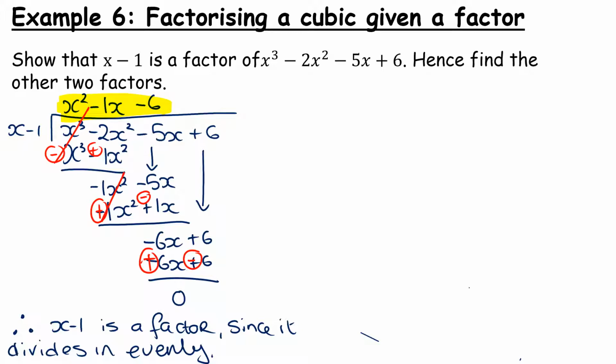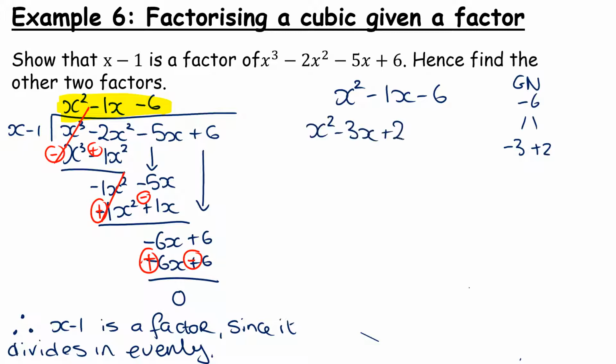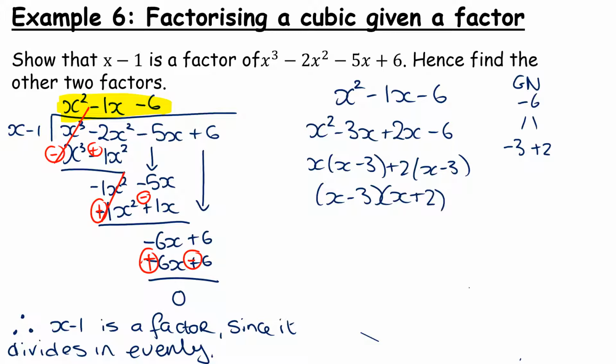So this is our answer here. x minus 1 goes in x squared minus x minus 6 times. So to do the next part, hence find the other factors, we're going to take what we had, x squared minus x minus 6, and we're going to solve it using the guide number method. So we're going to have minus 3 and a plus 2. So x squared minus 3x plus 2x minus 6. So x is common, x minus 3; plus 2 is common, x minus 3; x minus 3 is common, leaving me with x plus 2. Okay, so our factors are x minus 1, x plus 2, and x minus 3.